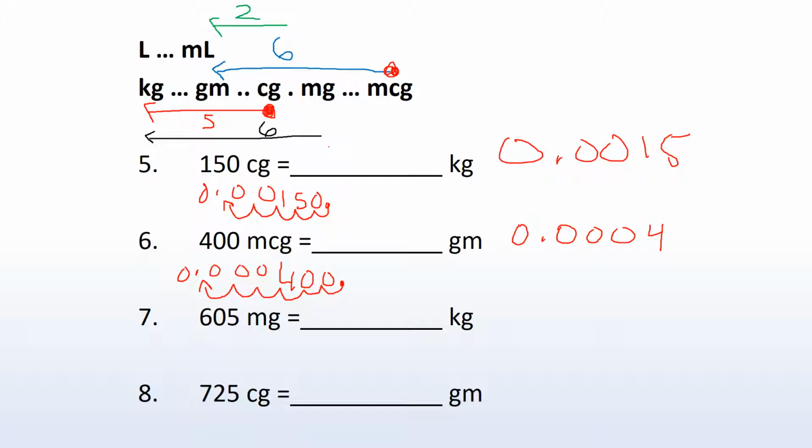Milligrams to kilograms. So we're going from milligrams to kilograms. Yep, 605. 1, 2, 3, 4, 5, 6. 0.00605.